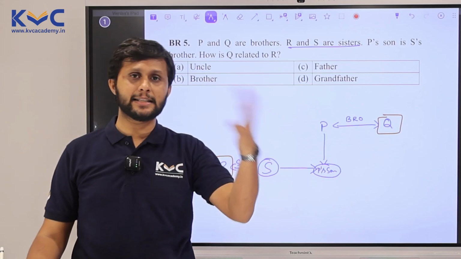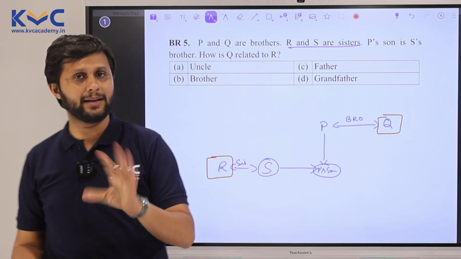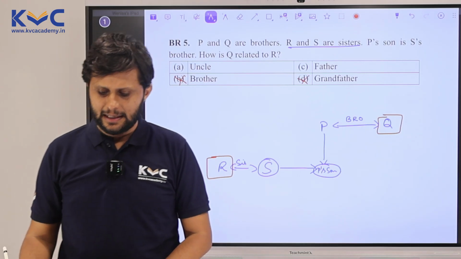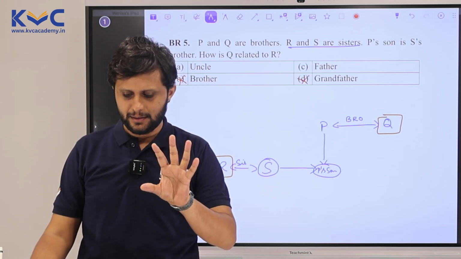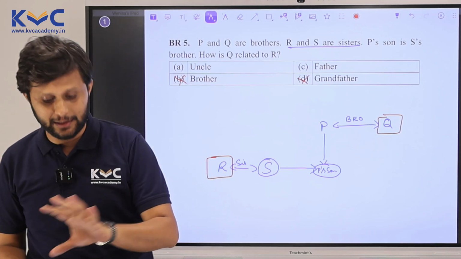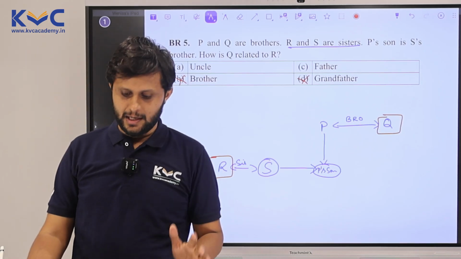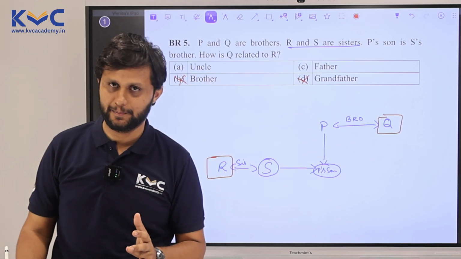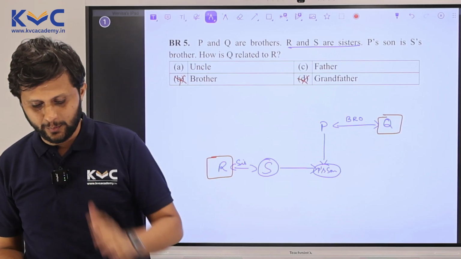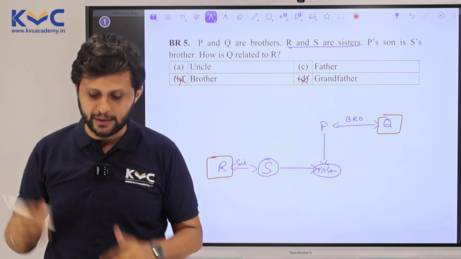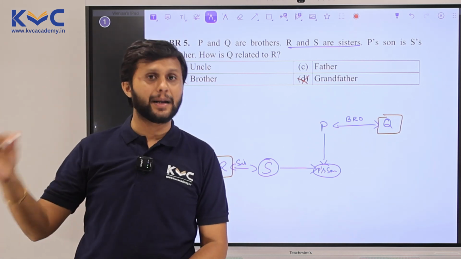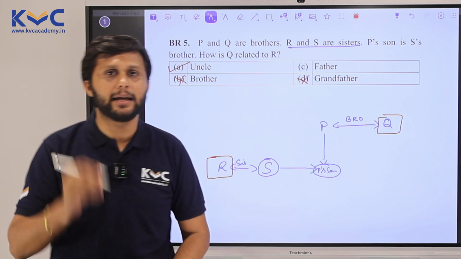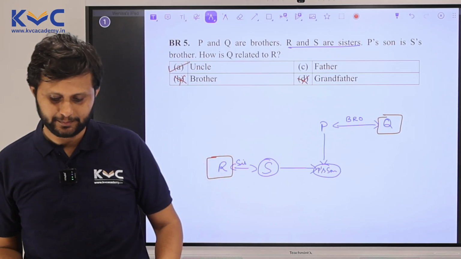Is it in two generations higher? No. So grand goes off. So B goes off. D goes off. Now it's whether the answer is father or uncle. Now is R born to P? Yes. So P is father. Correct? But for Q, when you take the relation with Q, father's brother becomes your uncle. Answer being A. A is the right answer.